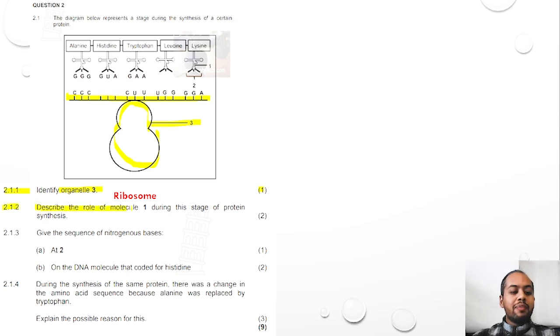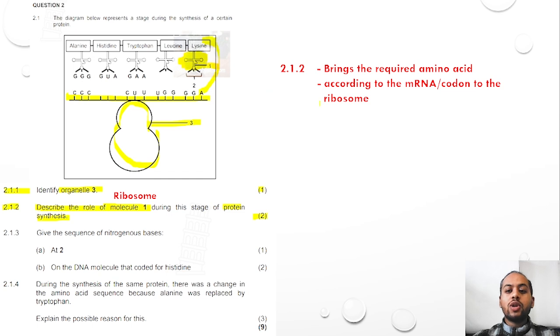2.1.2, you're going to describe the role of molecule 1 during this stage of protein synthesis. This is molecule 1. We are speaking about the tRNA molecule. You can see it's a T-shaped molecule. What does the tRNA molecule do for protein synthesis? It brings the required amino acid to the ribosome. So it brings the required amino acid according to the mRNA or the codon and takes it to the ribosome.